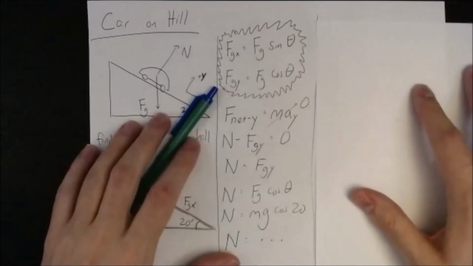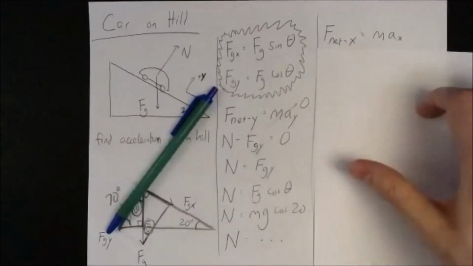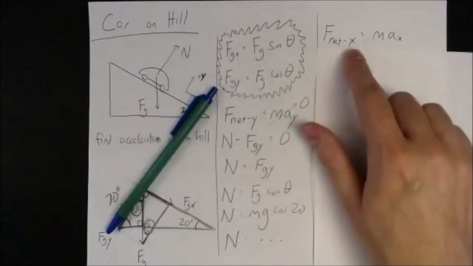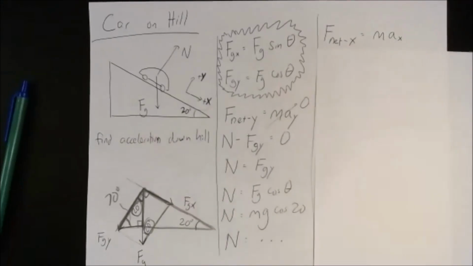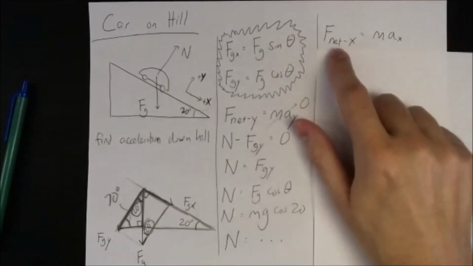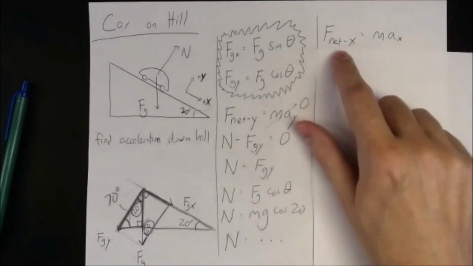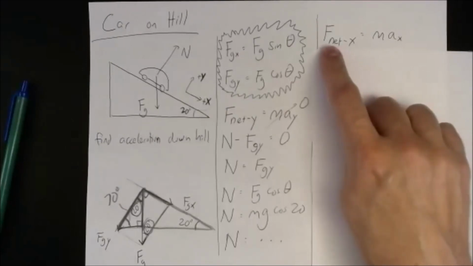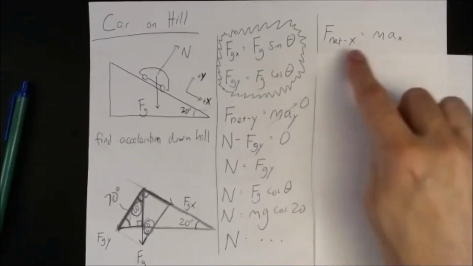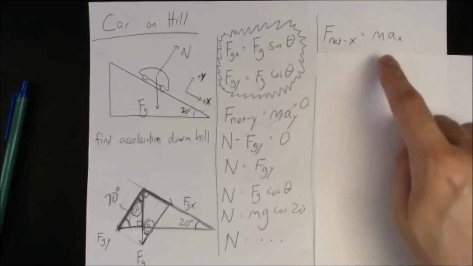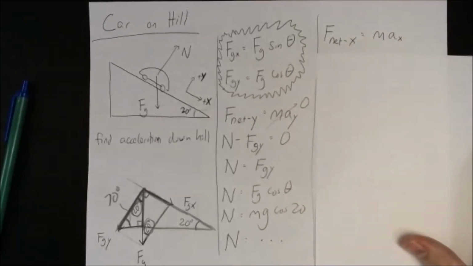I am going to ask for the x acceleration, for the acceleration in the x direction. We find the acceleration in x the same way we found anything else. We say F net x is equal to max. The net force in the x direction is equal to the mass times the acceleration in the x direction.